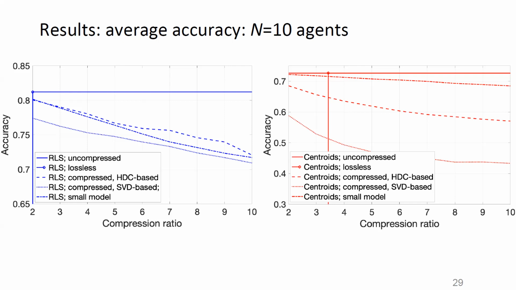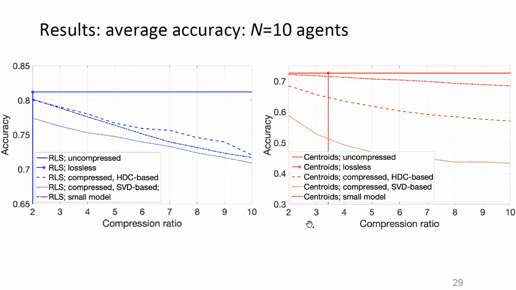In contrast, we can see for the RLS classifier that for a small compression ratio, around 2 or 3, the compressed classifier and the small model were performing on par. But when the compression ratio increased, the compressed classifier performed better than the corresponding small model.